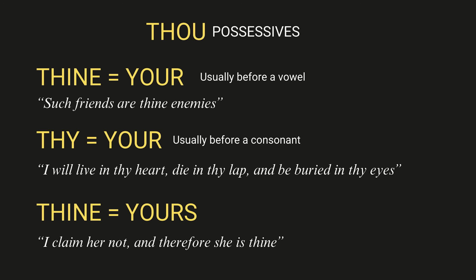Thy and thine were both possessives, the equivalent of your. Thine was usually found before a vowel, for example, such friends or thine enemies. Thy was usually found before a consonant, but not always, as you can see from this quote. I will live in thy heart, die in thy lap, and be buried in thy eyes. Thine also meant yours. That coffee is thine, not mine.